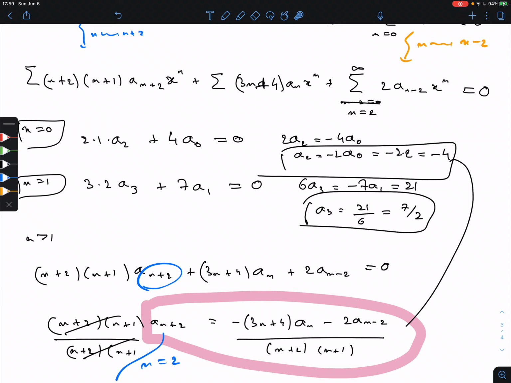So I would perhaps say it this way: on the right-hand side, all the indices should be less than this index for it to be a proper recursion.